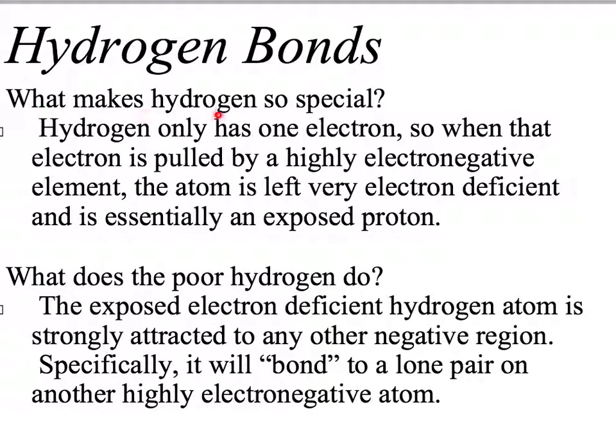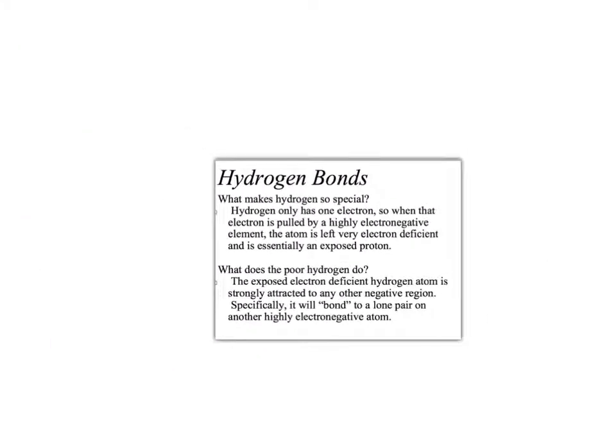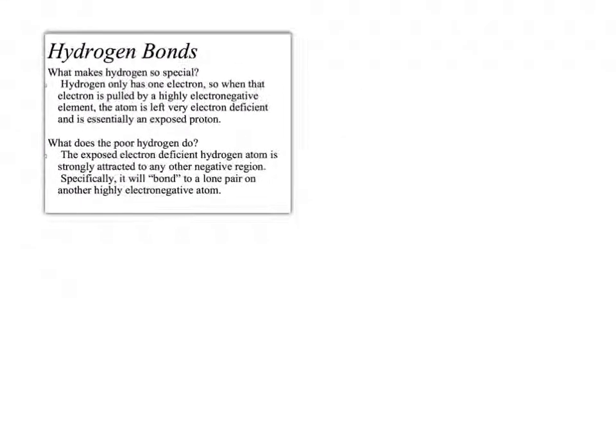All right, and then finally on to the big guns, the hydrogen bonds. So what is it that makes hydrogen so special? I mean, it gets its own name for a bond and everything. Why hydrogen? The thing about hydrogen is that it only has one electron. So when that electron is being pulled by some really electronegative element, the atom is left very electron deficient, and it's essentially almost an exposed proton. Let's think about poor hydrogen. So here's hydrogen, and he's got one electron, and he's been searching to fill his octet, to get that second electron so it can have that noble gas configuration.